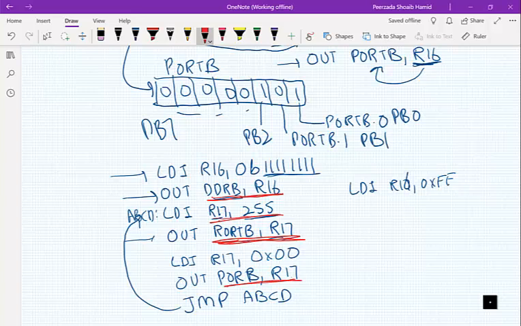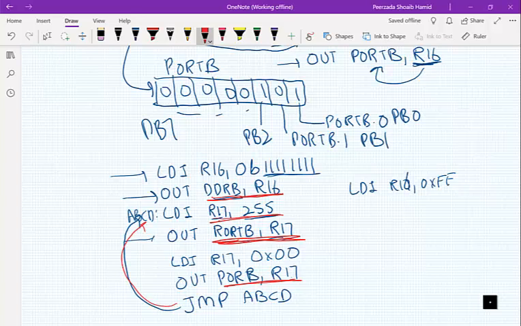So when we sent all ones, the LEDs connected to port B, a voltage drop was created across those LEDs and they were turned on. And then after some time, when we sent all zeros, the voltage drop across the LEDs was 0, so they were turned off, and then the cycle was repeated.